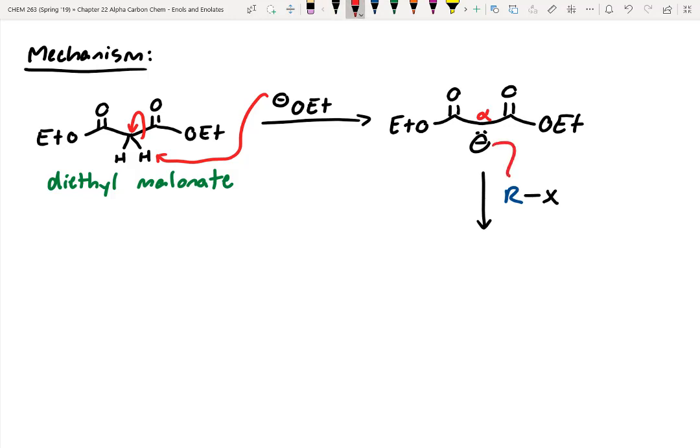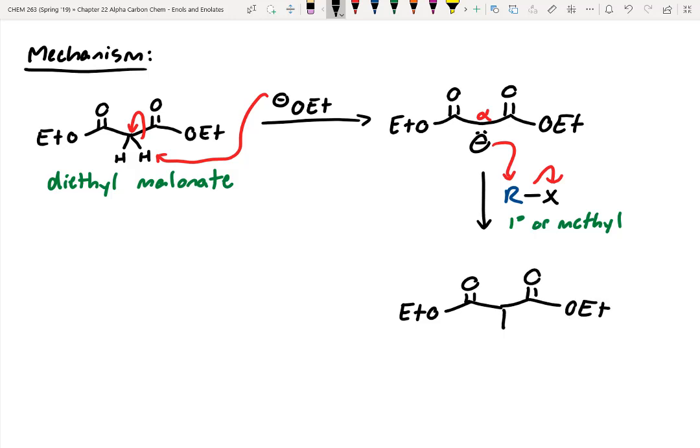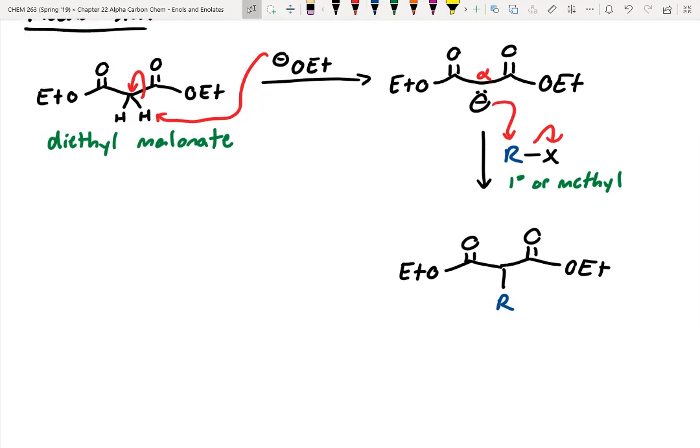So in this next step, we're going to alkylate. Same rules apply, right? So this needs to be a methyl or a primary R group. All right, and we can now create the alpha alkylation. All right, now the next step is a little bit trickier, and in fact, I'm going to condense it down.